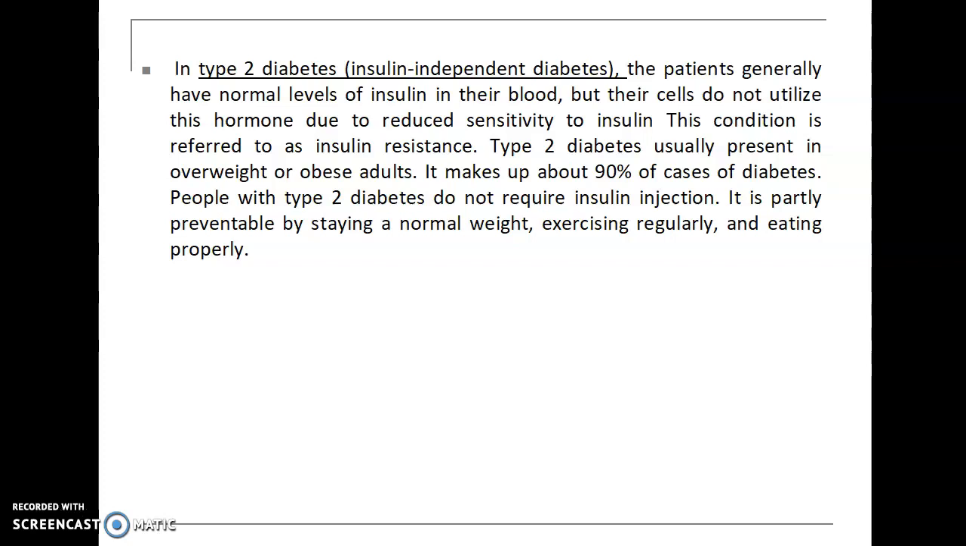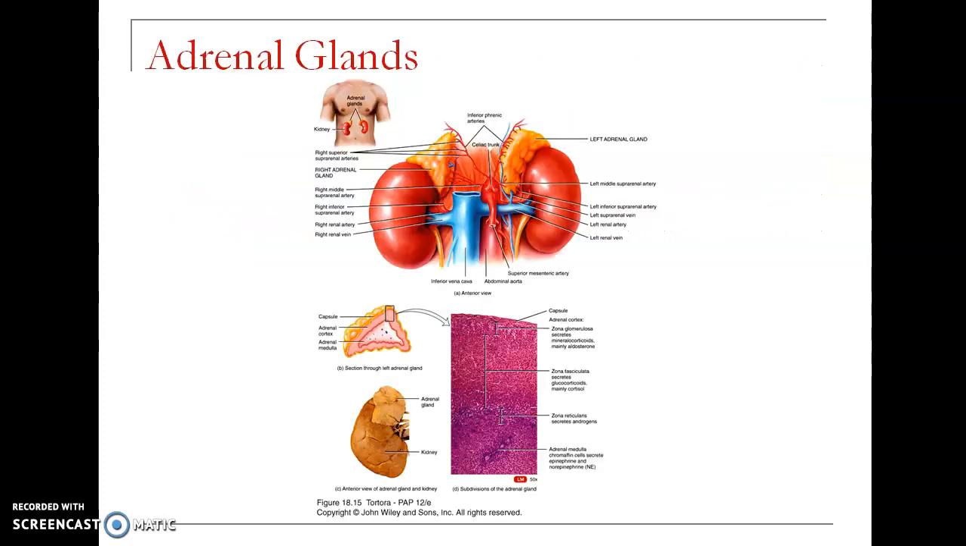Type 2 diabetes usually presents in obese and overweight adults, and it makes up about 90% of diabetes cases. People with type 2 diabetes do not require insulin, in fact. And it is partially preventable by staying at a normal weight, exercising regularly, and eating properly. So that's all. Thank you.